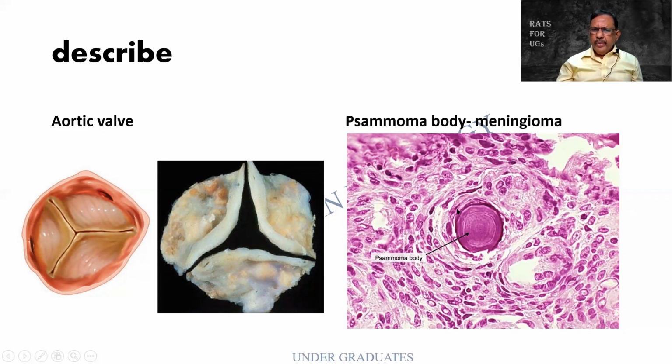And they can occur in some tumors like meningioma or papillary carcinoma of the thyroid or serous carcinoma of the ovary. These are some examples. So this is called a Psammoma body. P is silent.